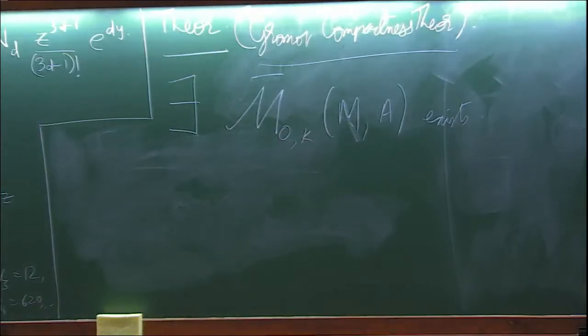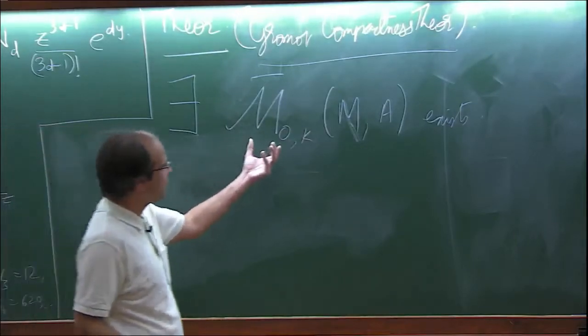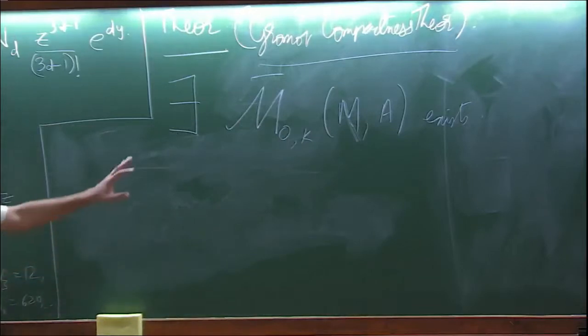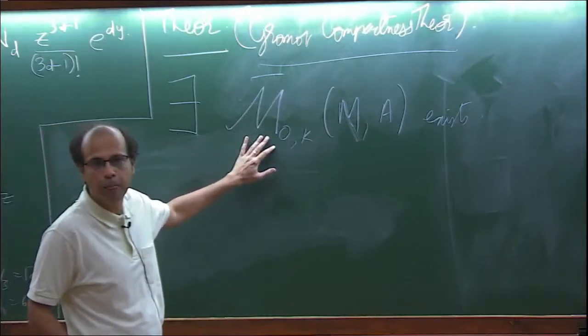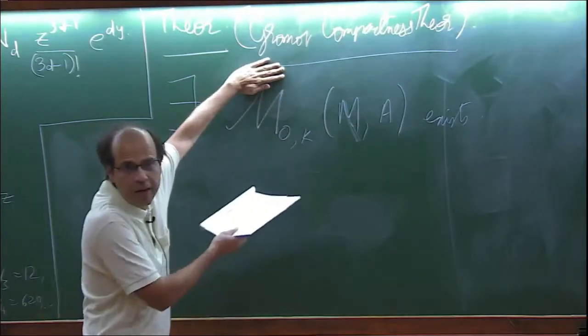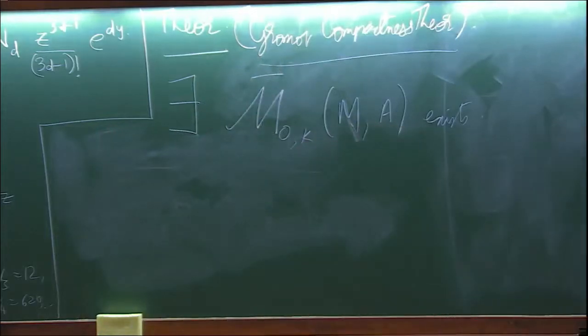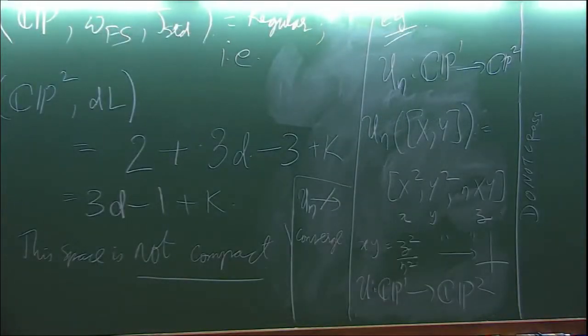So how do I make this precise? So what is M bar? I have defined to you what is M. Without this bar, I have told you what is M. M is the moduli space of curves. And I have also explained to you that it is not compact. This one example is enough to illustrate the fact that this space is not compact.